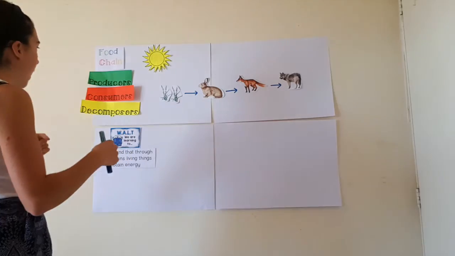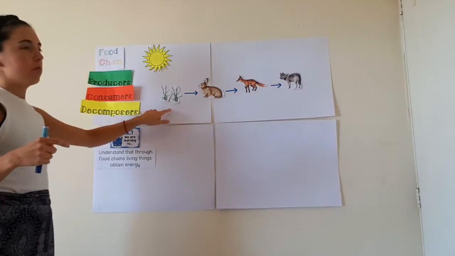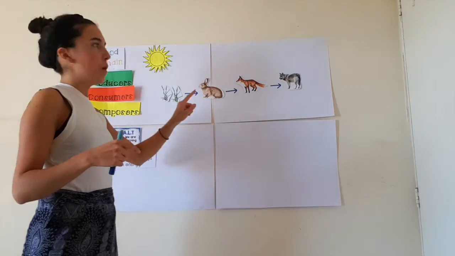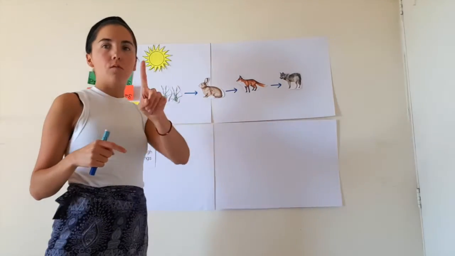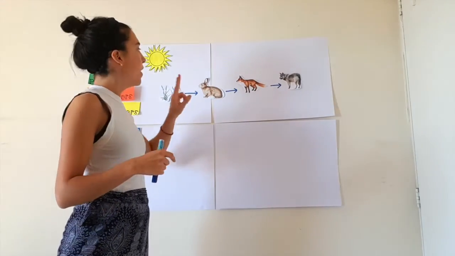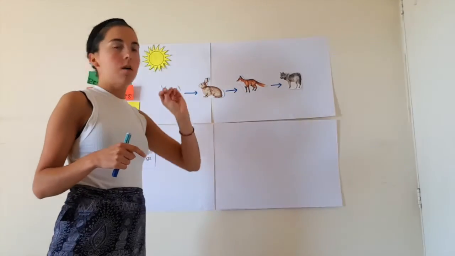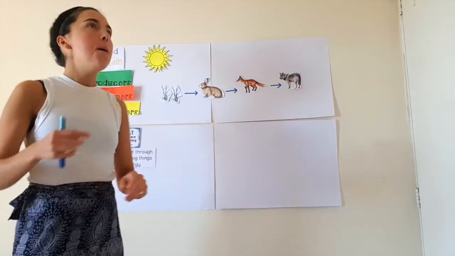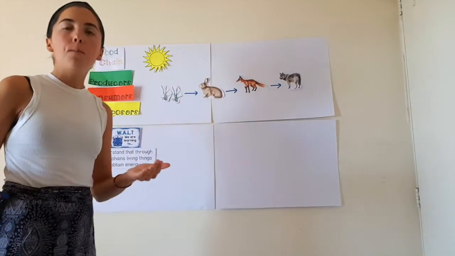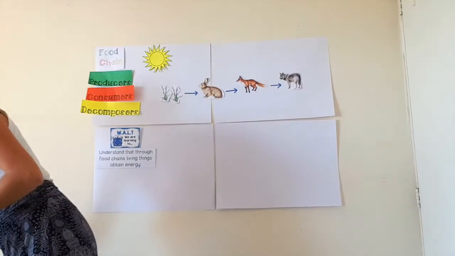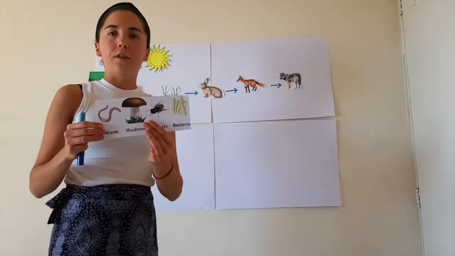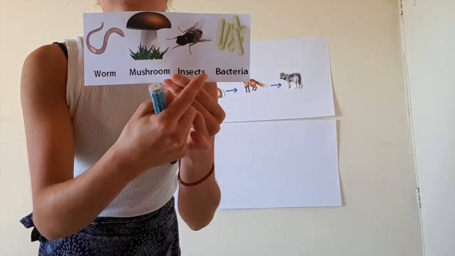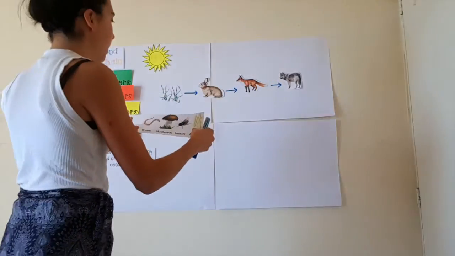So let's recap. Producers, check, we have the grass. Consumers, check, we have our first consumer, rabbit, that's a herbivore. Then we have fox, omnivore, and the third one, a carnivore, the wolf. But we're missing the decomposers. Decomposers can be different, for example worms, mushrooms, insects, or bacteria.